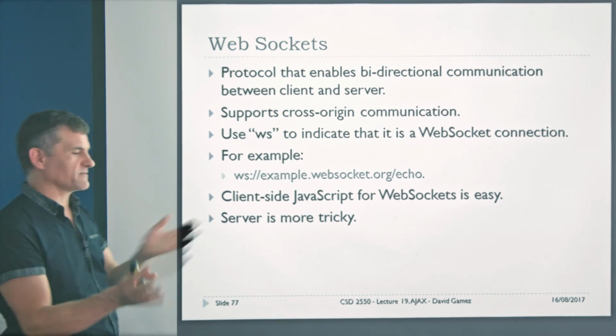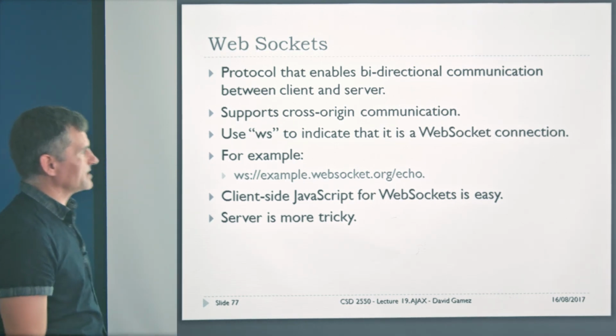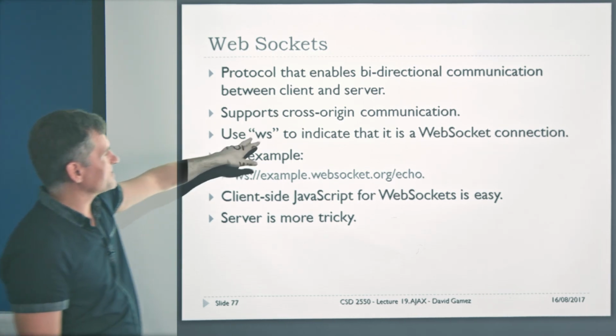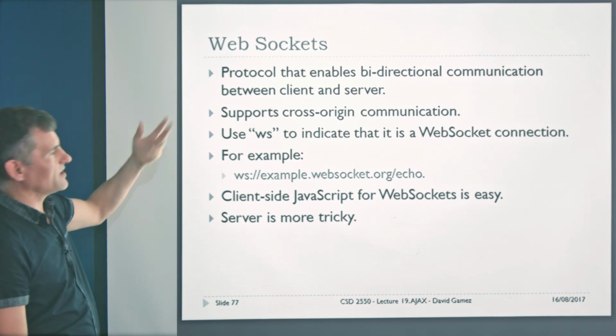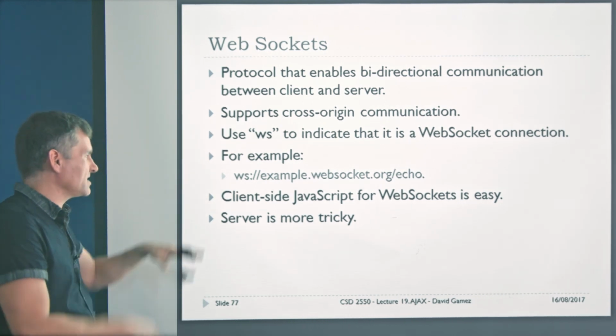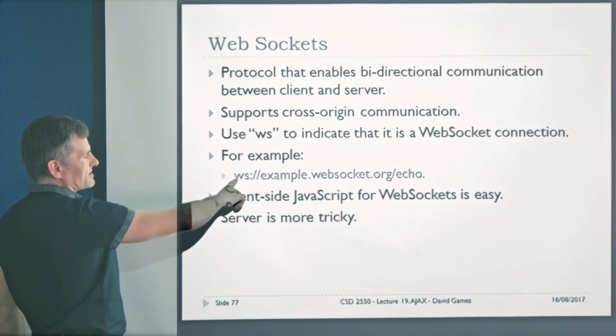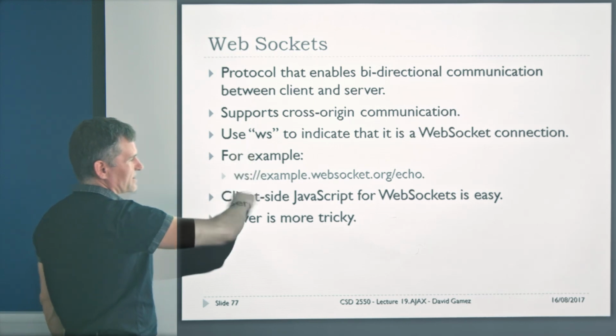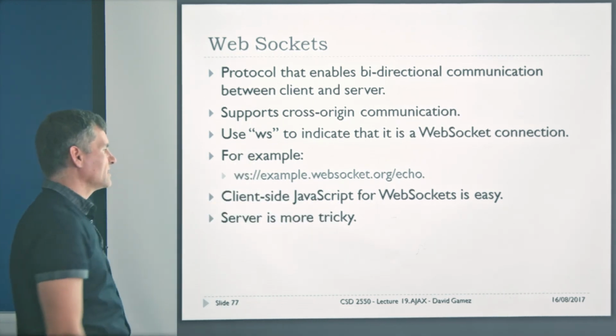You can talk to different domains. There's no problem about cross-origin communication. They've got some more advanced security protocols for that. And with WebSockets, it's a WS connection rather than an HTTP connection. So it's a different protocol from HTTP. It's kind of linked to HTTP, but it's a slightly different protocol. So if you want to access a WebSocket page, you have ws:// and then whatever the URL is.